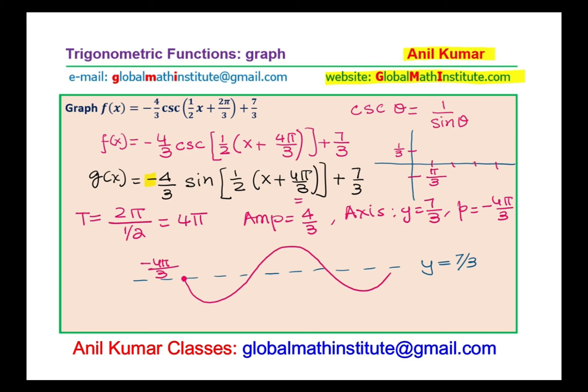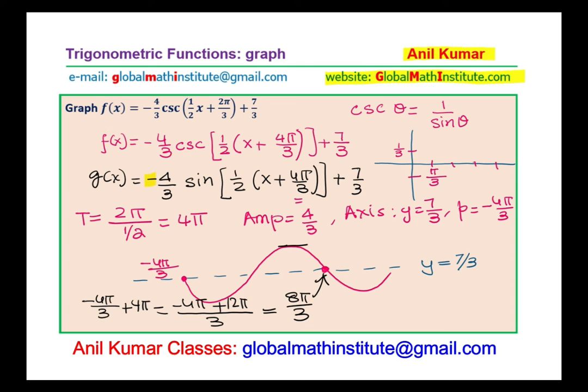And it is going to end after one full cycle at this point, and that should be equal to how much? You have to add 4 pi to this, correct? So minus 4 pi by 3 plus 4 pi. So 4 times 3 is 12, right? And 12 minus 4 will give us 8 pi by 3, right? Let me rewrite it. Minus 4 pi plus 12 pi, over 3, which gives you 8 pi by 3. So this point here is 8 pi by 3, correct?